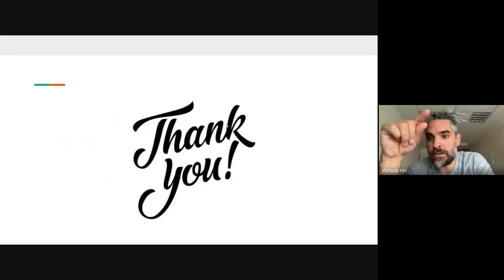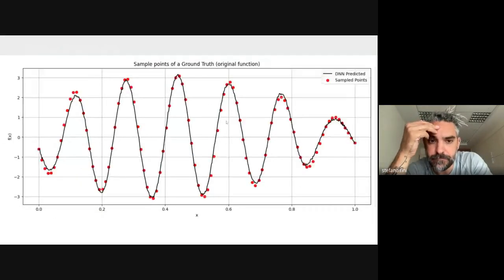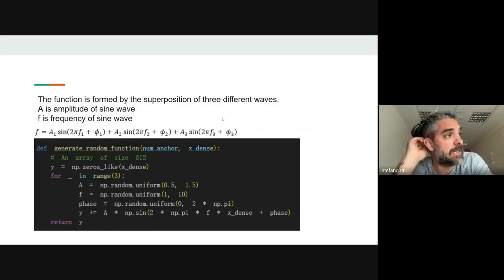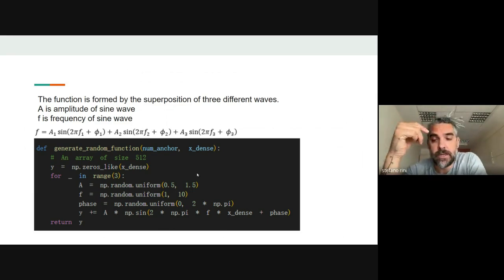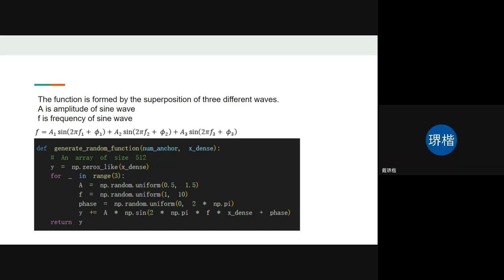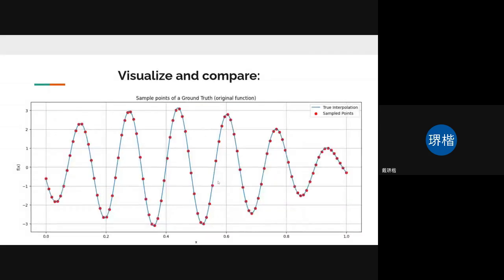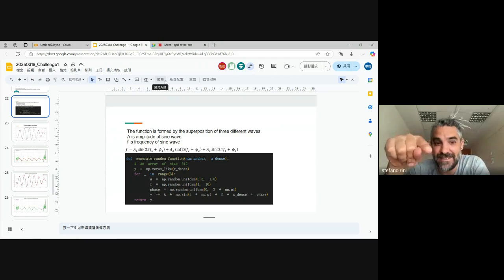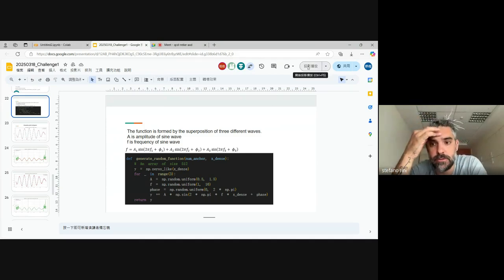Can you go down to the function generation? Go down. So here, try to generate the function as follows. You randomly generate the coefficients of the barycentric interpolation. Can you hear me? Yes. So here, instead of generating a cosine function, try to generate the coefficients of the barycentric interpolation, right?